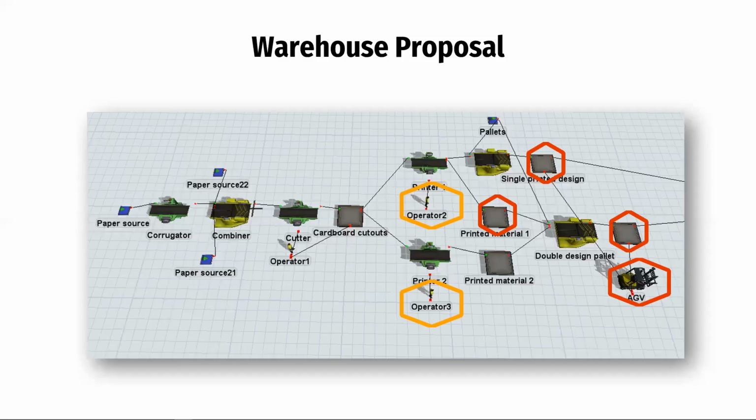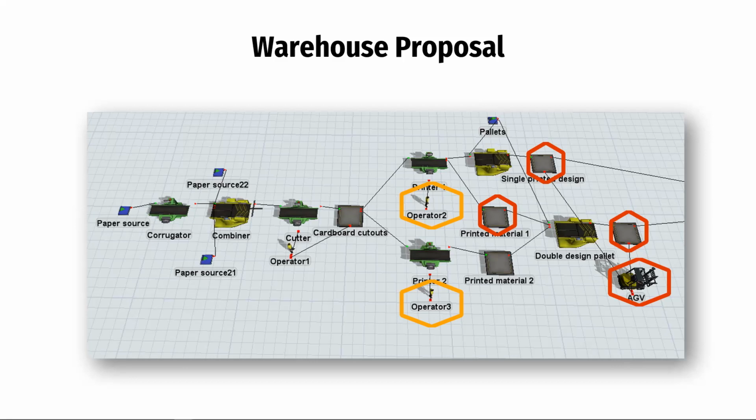Hi. Our proposal for this project includes the redistribution of the loads among the employees. We assign them strategically in the flow, in the first part of the flow. Then we can observe that queues were added to the output of the printers to be able to collect the materials and distribute them for their respective process, either single printed design or double printed design.